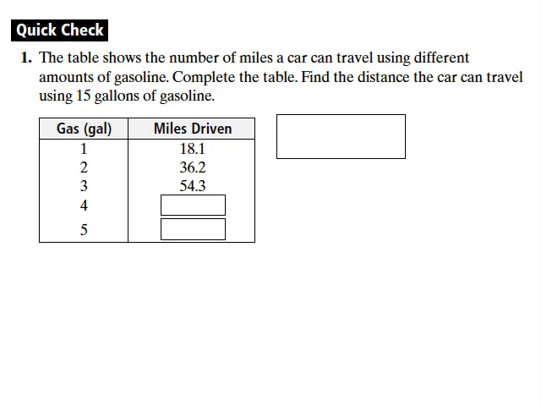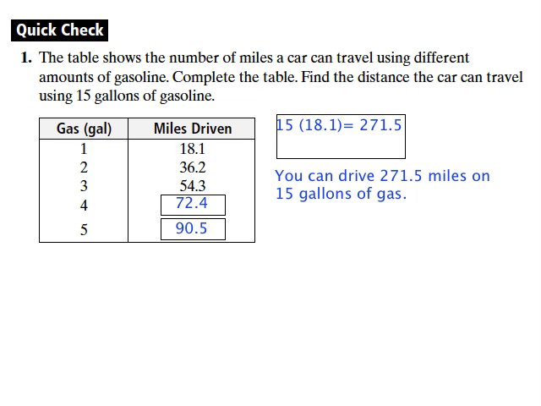So for 4 gallons, you can drive 72.4 miles. For 5 gallons of gas, you can drive 90.5 miles. So for 15 gallons of gas, it'll be 271.5 miles. You can drive 271.5 miles on 15 gallons of gas. Pause the video if you need more time to copy down this example. Don't forget to write down any questions you might have that we can discuss in class tomorrow.